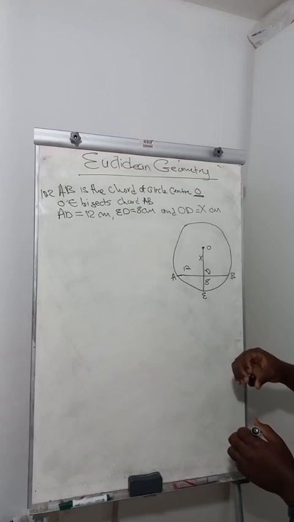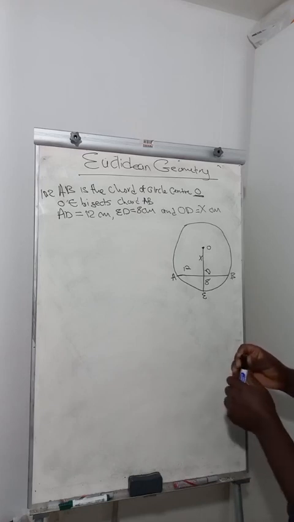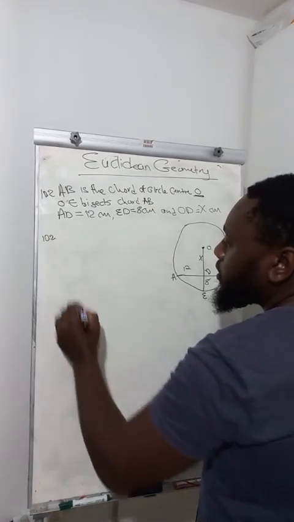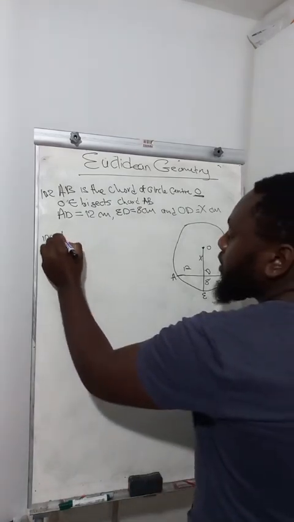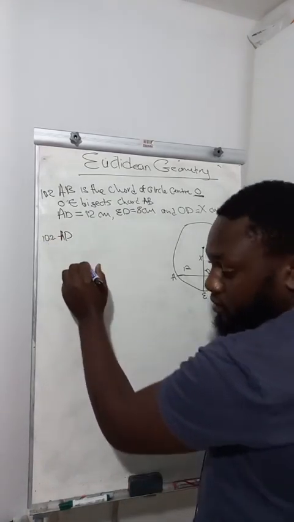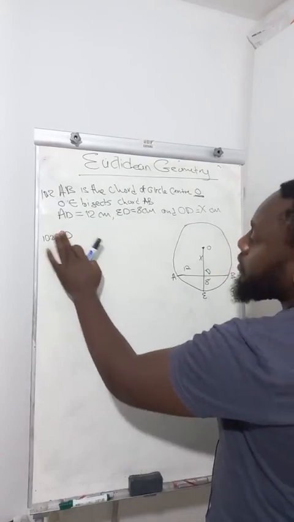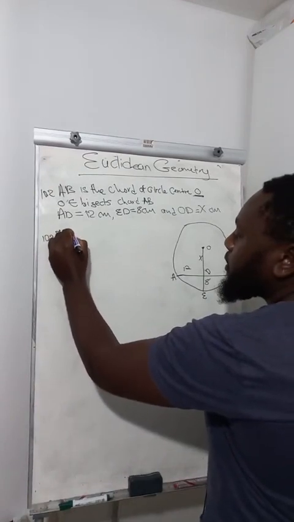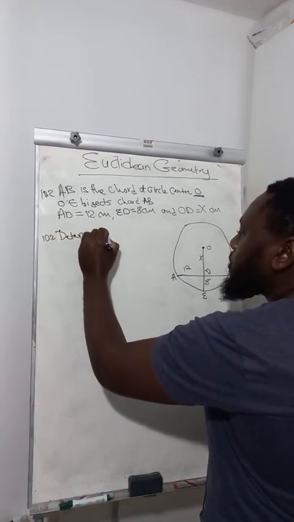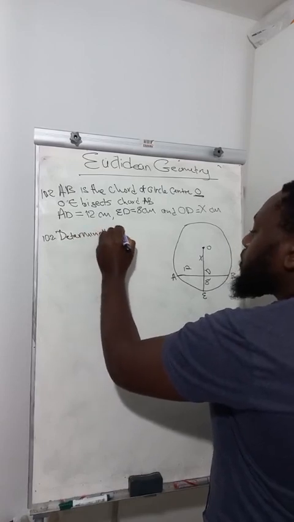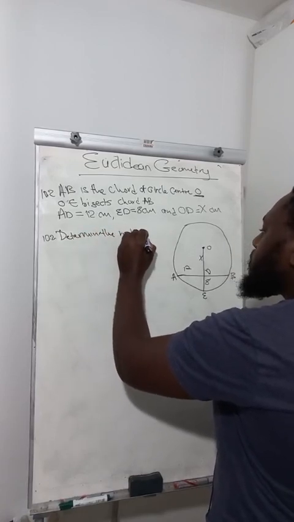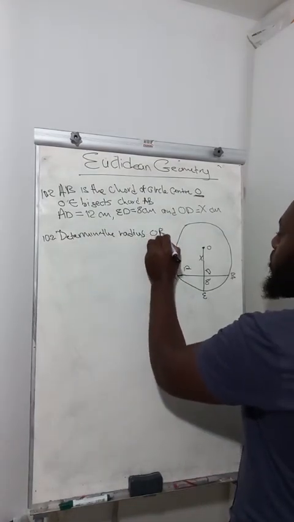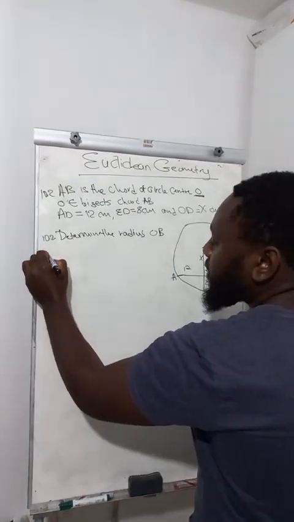Now, the first question says: determine the radius, OB, in terms of X.